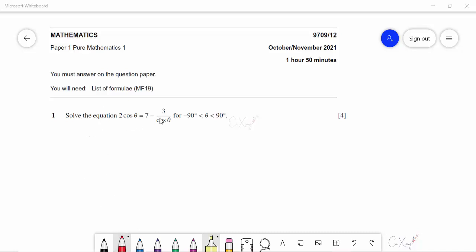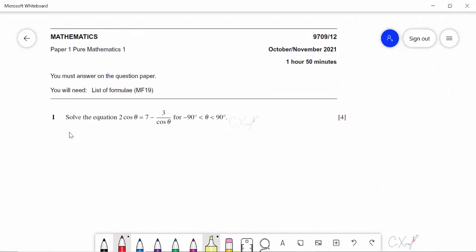Okay, so for this question, generally, I want to eliminate the cos theta as a denominator first. Therefore, for the whole equation, I will try to multiply it by cos theta. So this is the original equation that I have. Then I multiply the whole equation by cos, and therefore I have 2 cos square theta equals 7 cos theta minus 3. When I rearrange everything, I have 2 cos square theta minus 7 cos theta plus 3 equals 0.